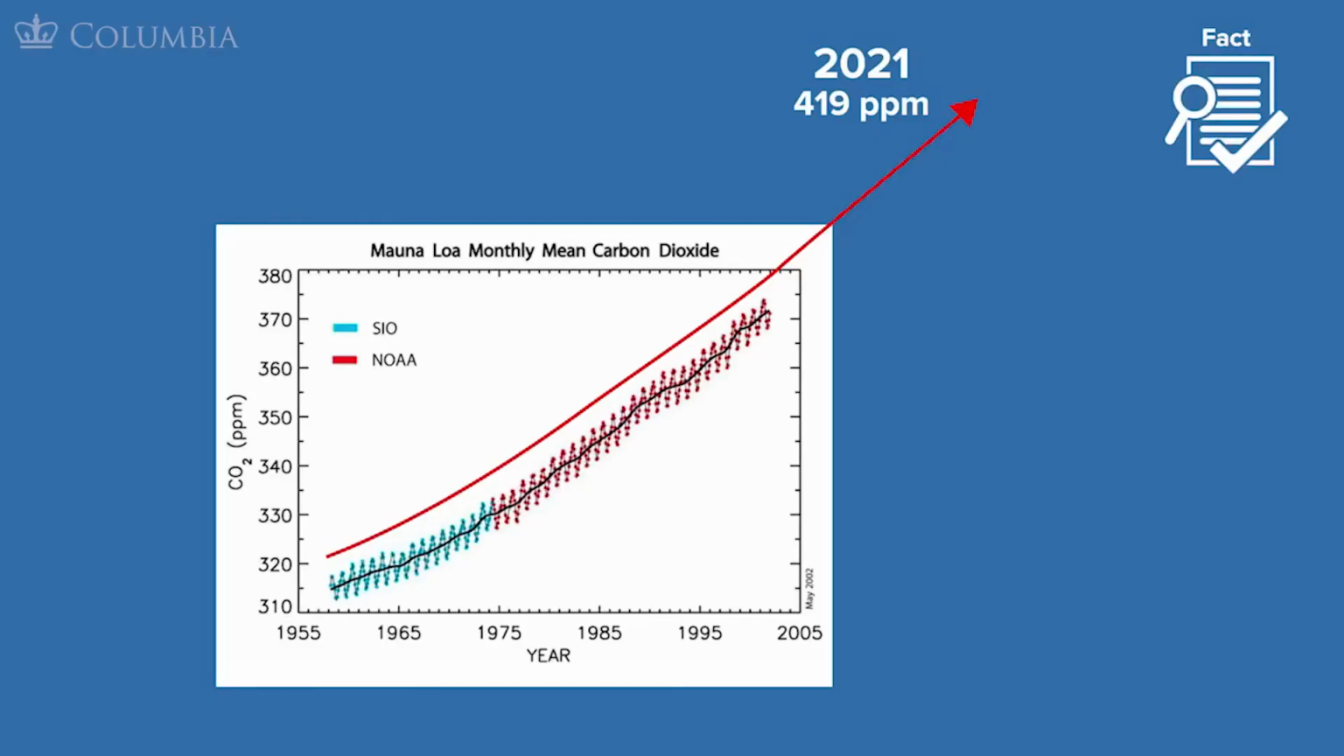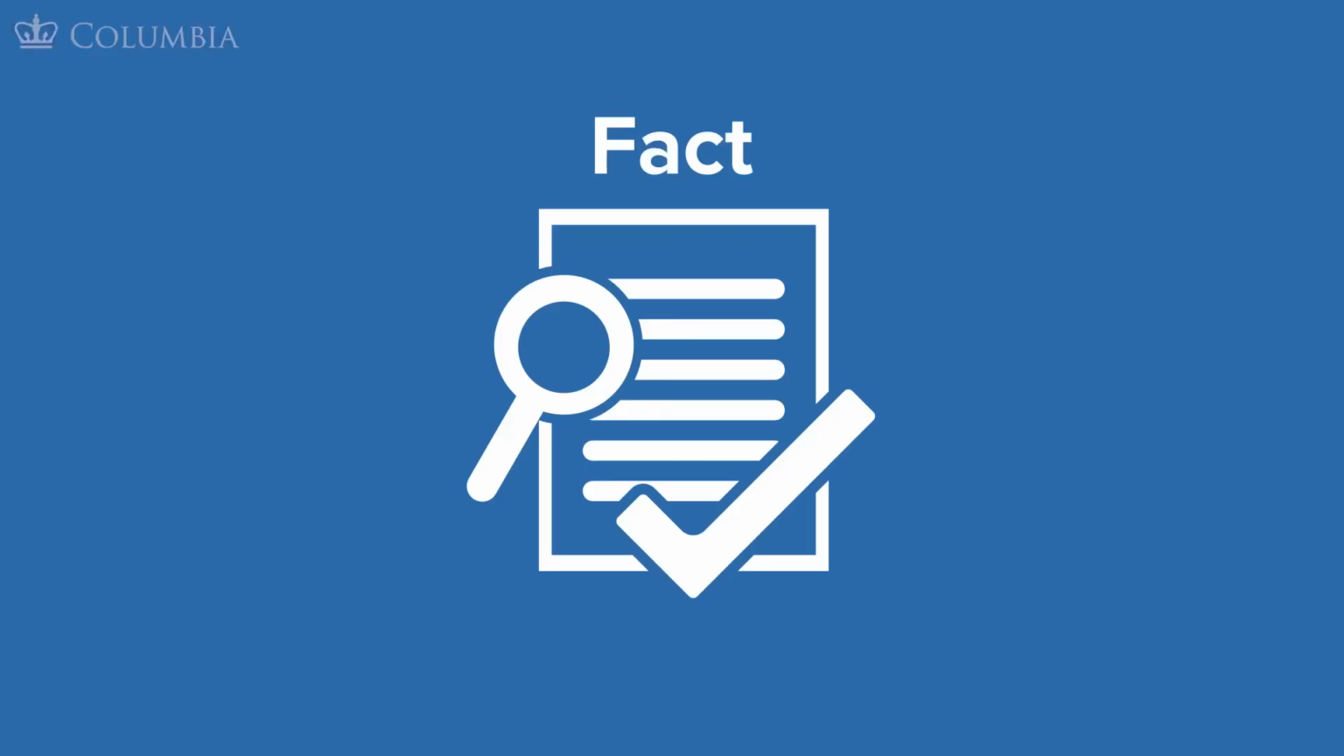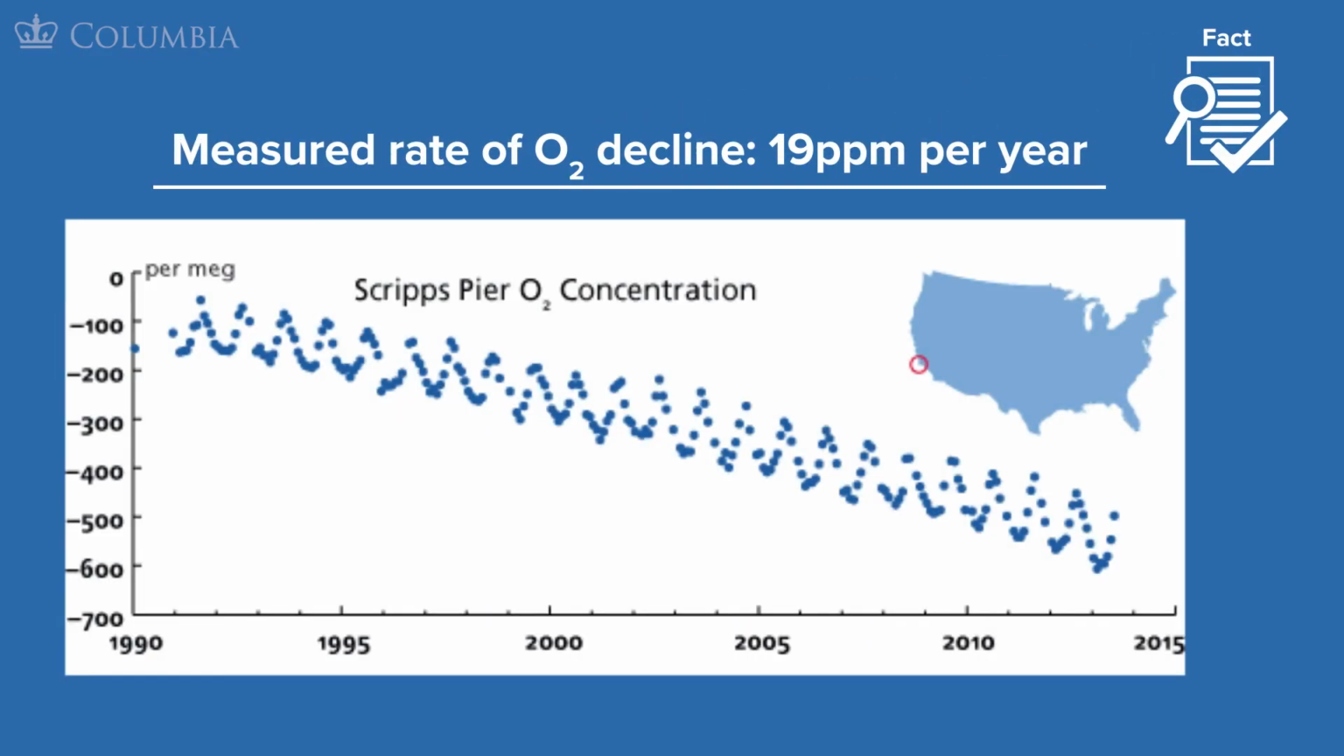So everyone's seen this graph of rapidly growing carbon dioxide. Everybody knows that we've been adding CO2 to the air. But what most people don't recognize is that simultaneously, the amount of oxygen in the air, the stuff we breathe, has been going down. Here's a graph from 1990 up into the 2000s that shows the same annual cycle, but is trending downwards by about 19 parts per million per year.